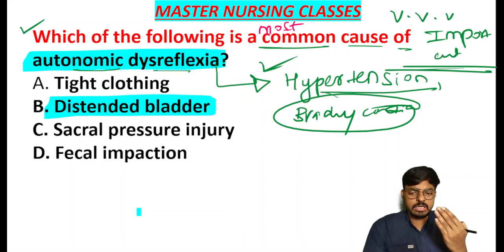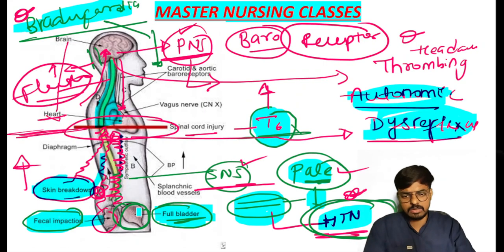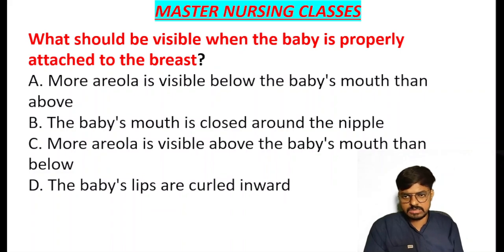And for the rest, fecal impaction, distended bladder, and sacral pressure injuries we have discussed. These all are common causes of autonomic dysreflexia, but the most common is the distended bladder. So a distended bladder we need to keep empty by catheterizing it. That is very important, and very necessary actions as a nurse we have to take. Okay, so the next question is very important and easy.